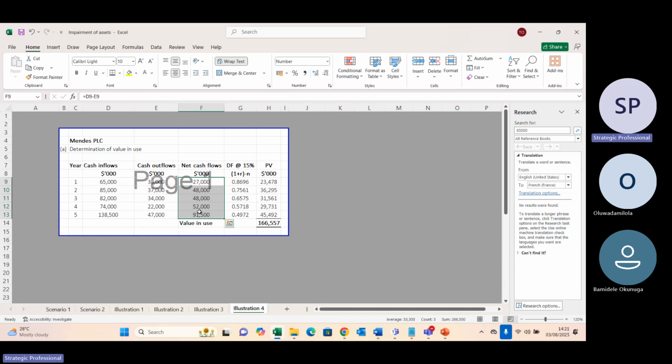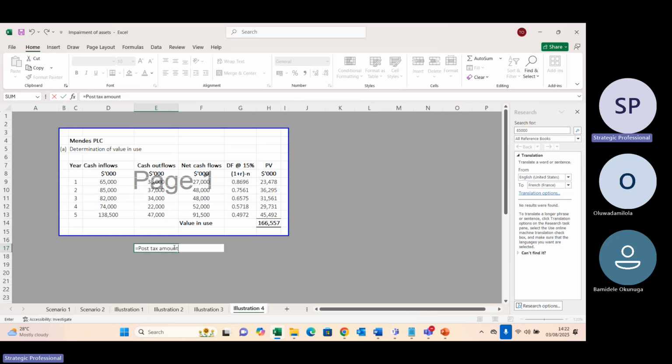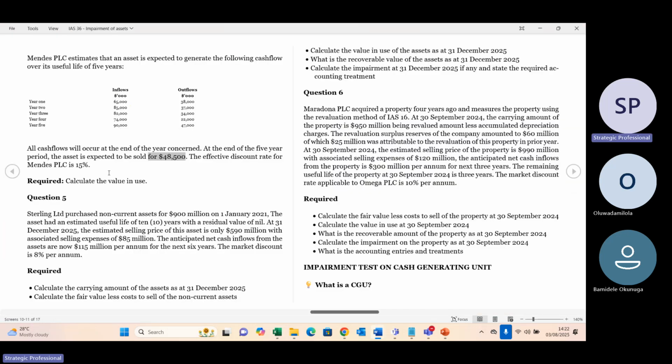So where it is a post-tax cash flow, what you will then do is to use that formula I have stated, which is the post-tax amount, maybe I should just put it down here, divided by 1 minus tax rate. That is what you are going to do. This is the post-tax cash flow. That's it. Okay. Moving on.